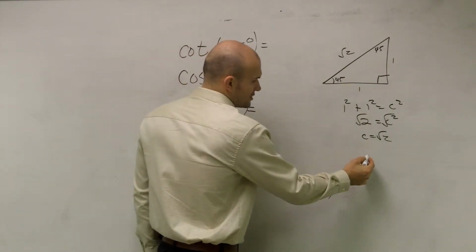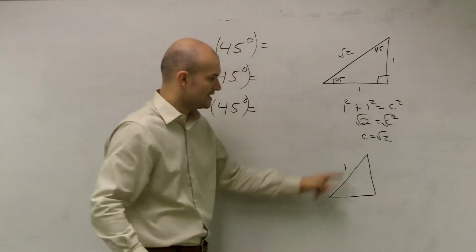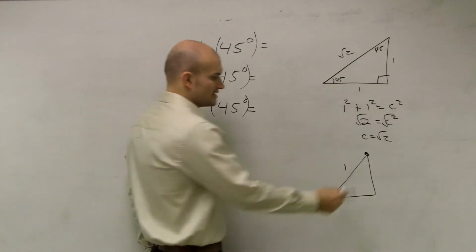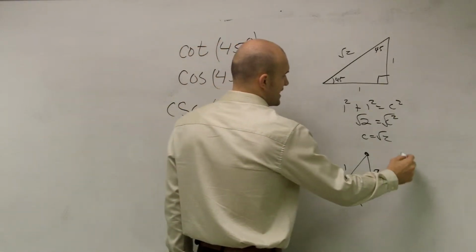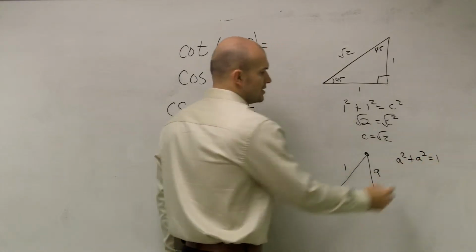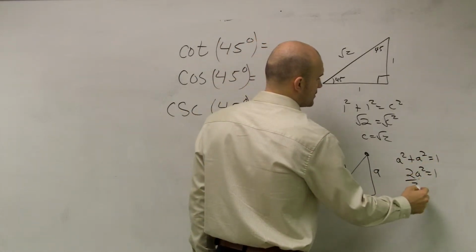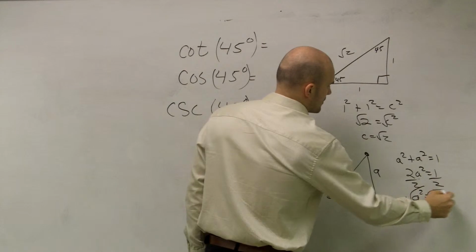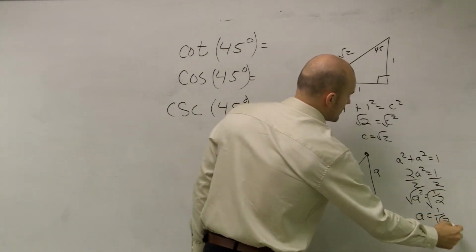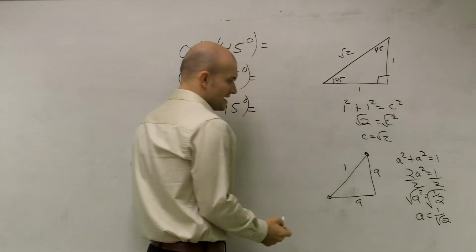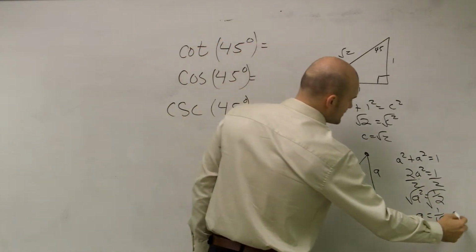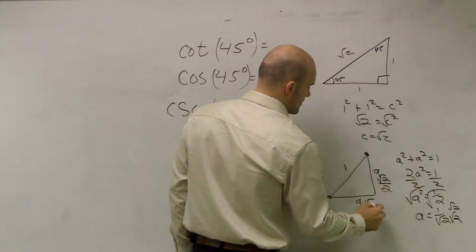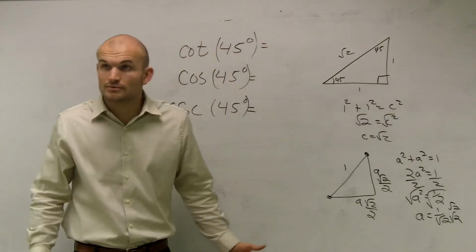The way that I taught it with the unit circle is I said, we know that the radius is 1, right? So these two sides are the same, and you could say a squared plus a squared equals 1. So you have 2a squared equals 1. Then a ends up equaling the square root of 2 over 2, the square root of 2 divided by 2. And that's what I showed you guys on the unit circle.